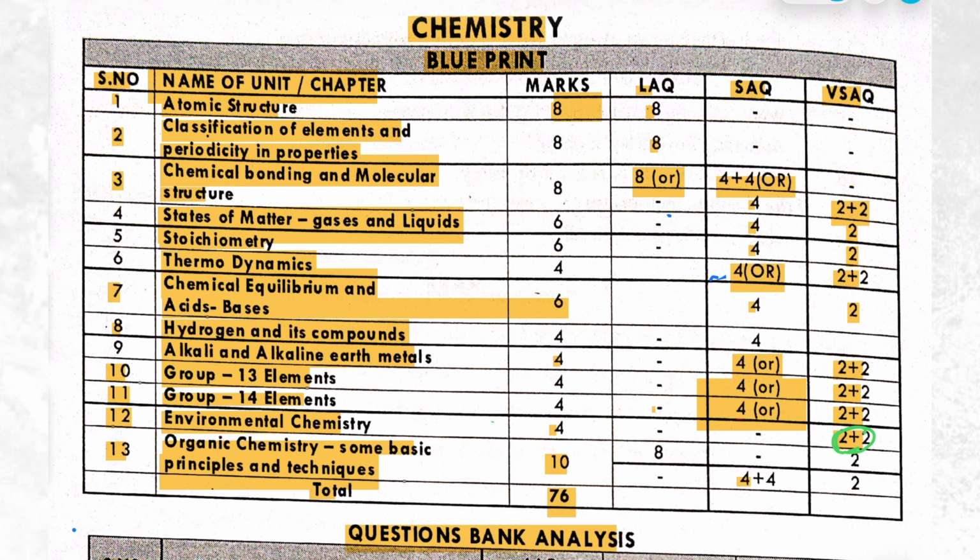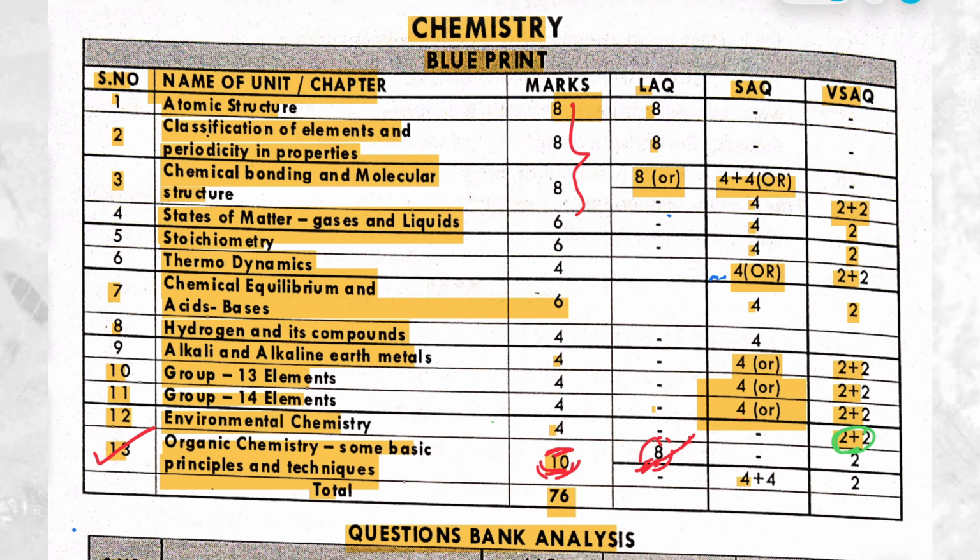Okay, step by step. First of all, be aware of this one. Compulsory, 2 VSQs will come, right? Next, the last topic, organic chemistry. In that, the total weightage is 10 marks. That is one LAQ from this topic. So from these three topics, LAQs are there. Last, organic chemistry also has one LAQ.